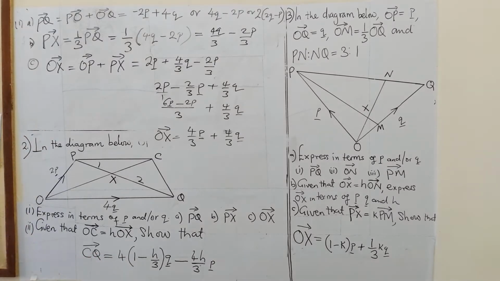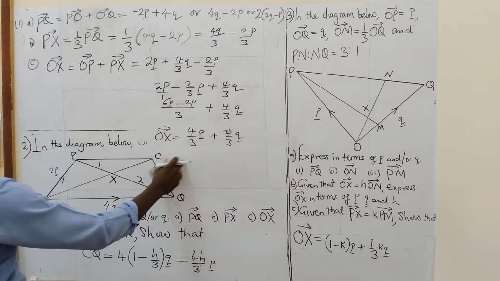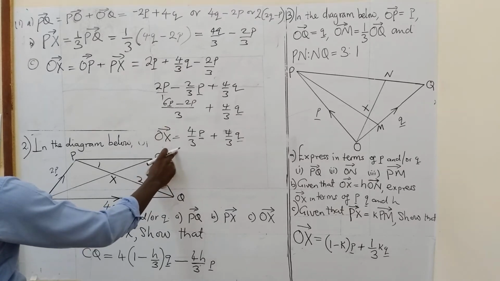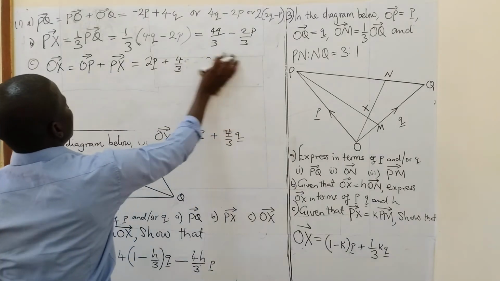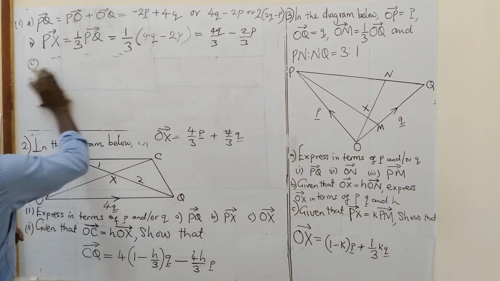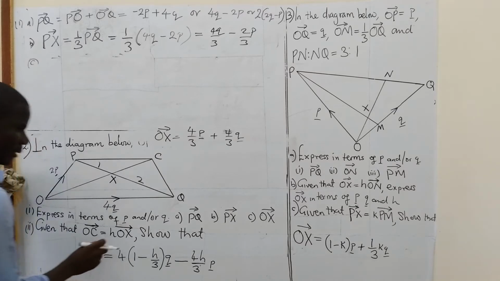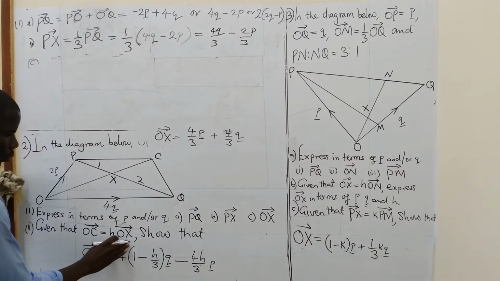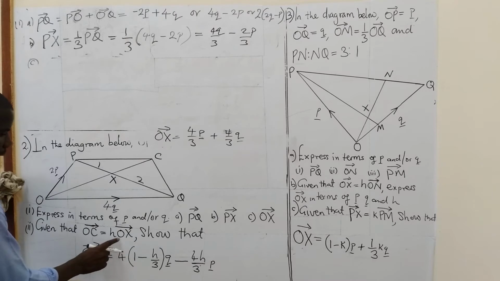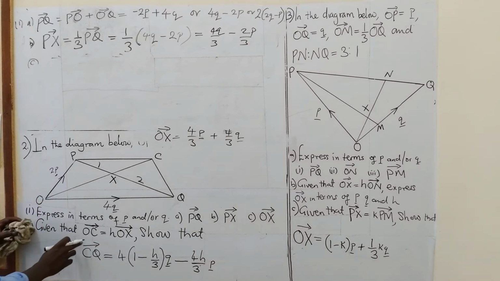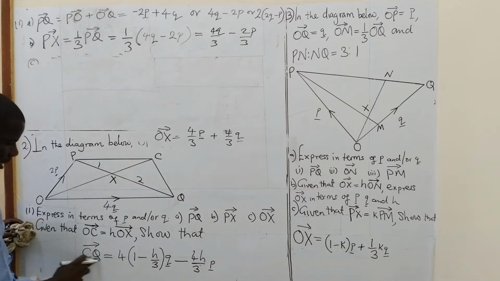Take note that this is what we got here, and we still need this part. Let me see what we need. We are being told here that, given that OC is equal to H OX, show that CQ is equal to this one.